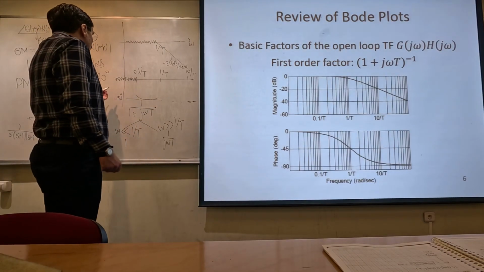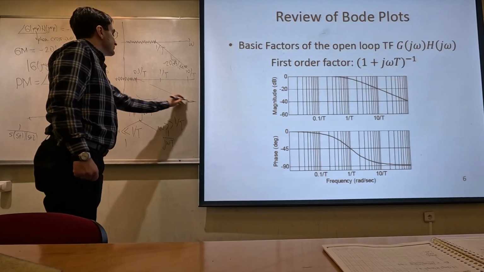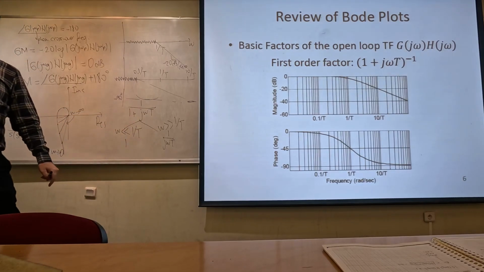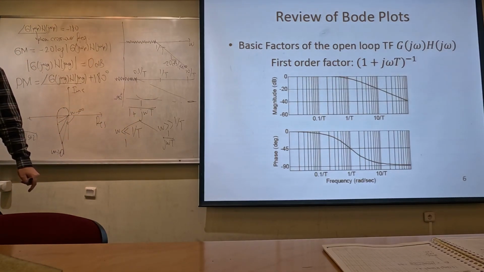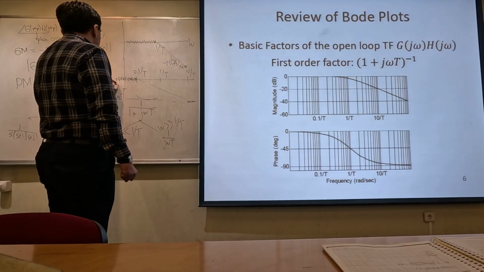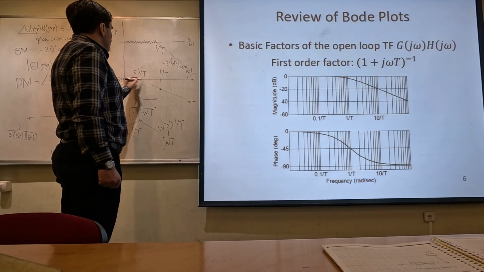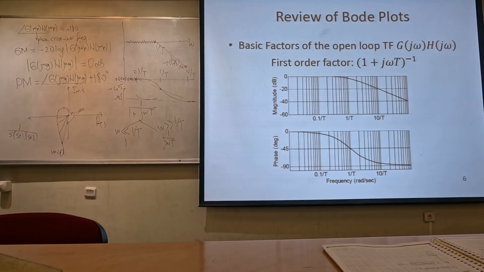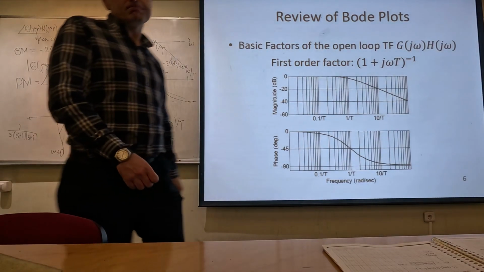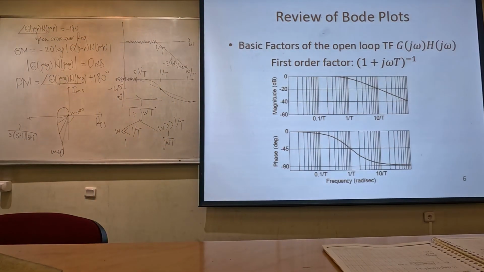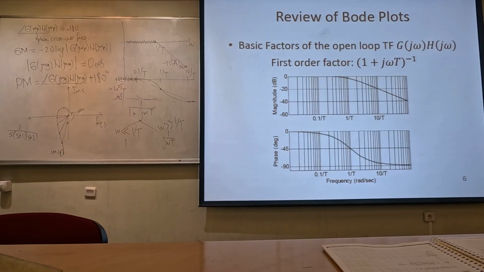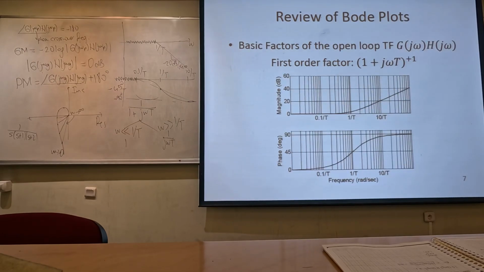And what is going to be the phase when omega is equal to 1 over t? When this omega t is equal to 1, what do we have as the phase? Minus 45. So we have minus 45 degrees. So we see that this phase is actually going to do something like this. So that is a zero type. This was a pole-like term, and this was a zero-like term. It's just the opposite of the same thing.